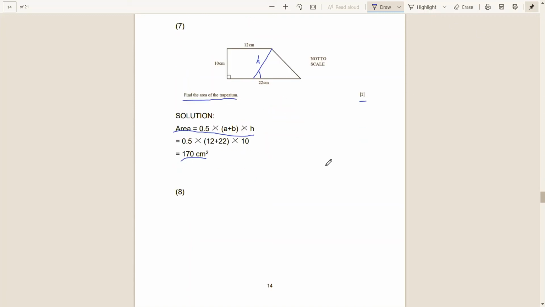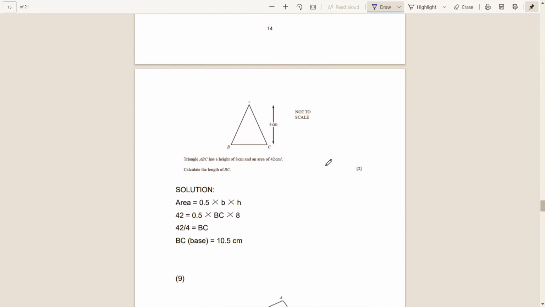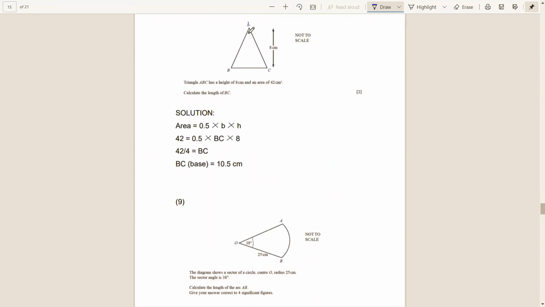Question number 8. This is another triangle. This is A, this is B, this is C. This is the perpendicular height. This is also the same to here, 8 centimeter. This forms an angle of 90 degrees, so that's the perpendicular height. Triangle ABC has a height of 8 centimeter and an area of 42 centimeter square. Calculate the length of BC.